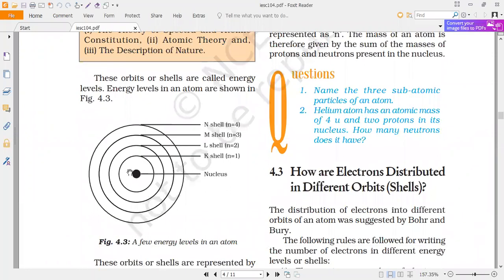Now, second thing: at the center, the protons and neutrons are present in the nucleus. Of course, by that time neutrons had not been discovered; they were discovered only in 1920. But he proposed this model in 1913, and he received the Nobel Prize in 1922, so in between that it happened. That is why we are studying the common thing. So the second point: the protons and neutrons are present in the nucleus.